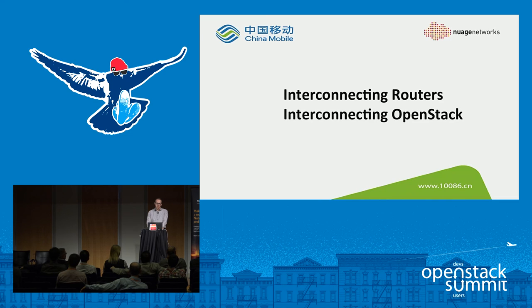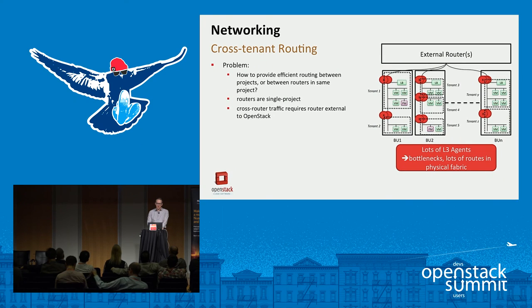Another key point is, maybe I don't want just one router. Maybe I don't want just one OpenStack instance. How do I manage connectivity in that case? In the reference implementation, you've got lots of L3 agents. You've got lots of Neutron nodes. Or in the DVR case, even more Neutron nodes. And in order to route between them, you need to go out to external physical routers. That means those external physical routers need connectivity, they need routes, and you've got traffic that's coming out of the rack, often to the edge of the data center and back down again.